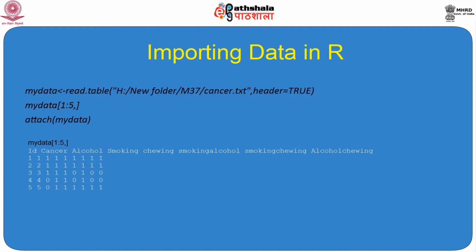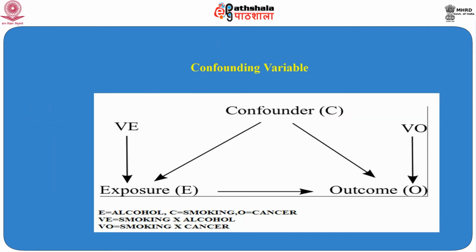Initially, the 5 individuals were smokers, and chewing is also assigned 1 and 0. If there is the habit of chewing, it was assigned 1, otherwise 0. And if both smoking and alcohol are present, it is assigned 1, and the combination of smoking and chewing is assigned 1 and 0 also, and alcohol and chewing also 1 and 0. So these are the variables considered here, and here we will see how to analyze the confounding variable in the data set. Let's see something about the confounding variable.